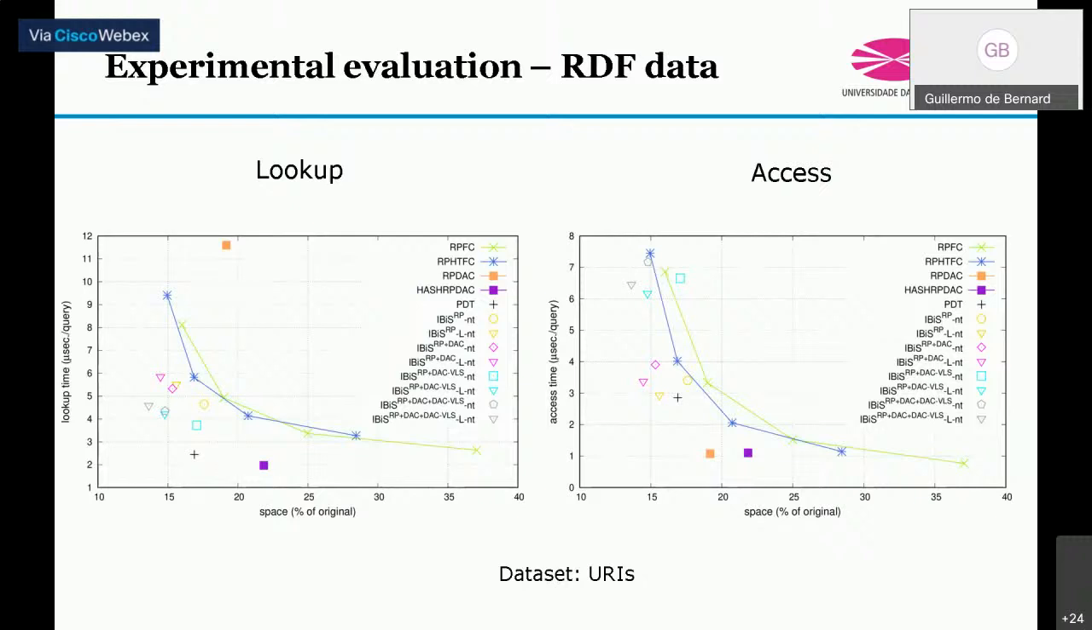These are the solutions for URIs in the RDF dataset DBpedia. The results are similar. We again obtain the best compression. We're not the fastest, but provide an interesting space-time trade-off. And notice also that the results represented with a line correspond to other solutions based on the same idea of front coding, and we easily overcome the results.